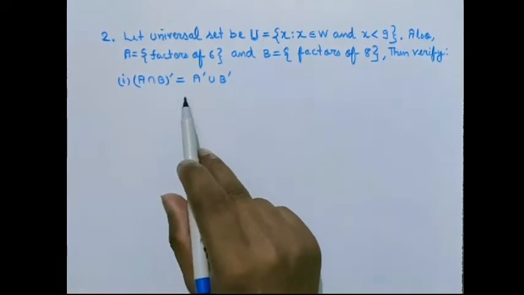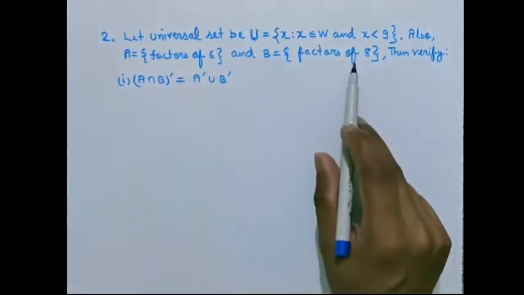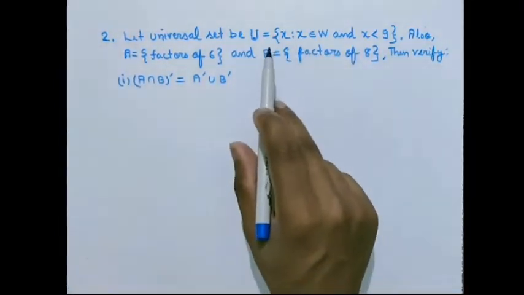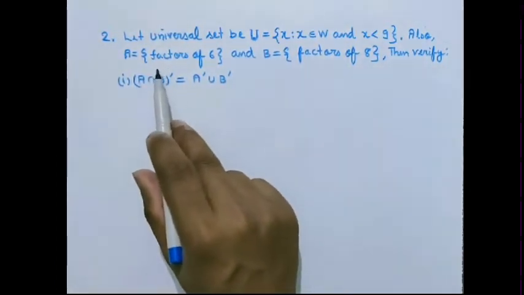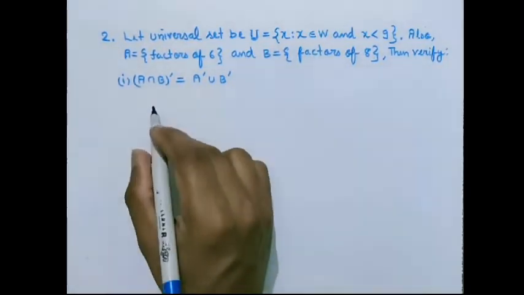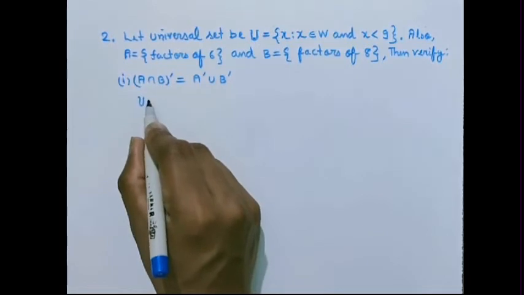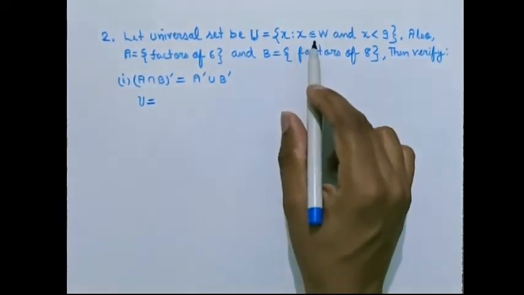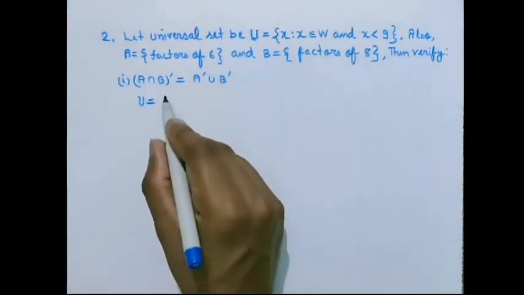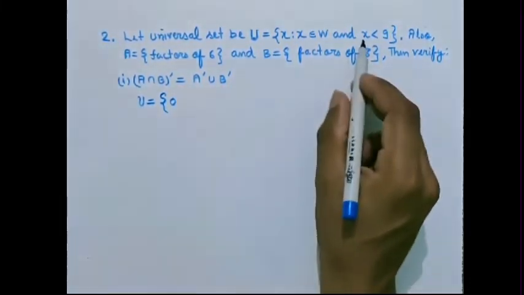But before doing that, here the sets are not represented in the roster form. They're given in the set builder form. So first we need to find the universal set and the other sets in the roster form. So let's do it. Universal set will be equal to what? X such that X belongs to whole numbers and X is less than 9. Now we know that whole numbers start from 0 and X is less than 9.